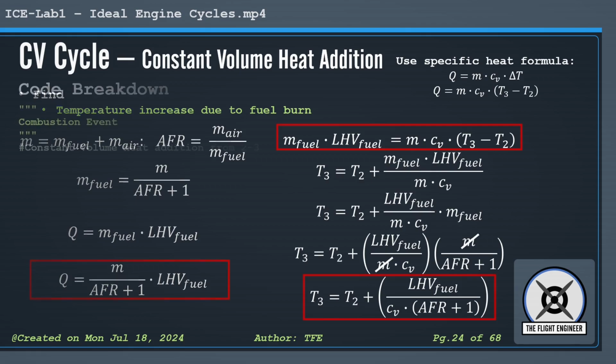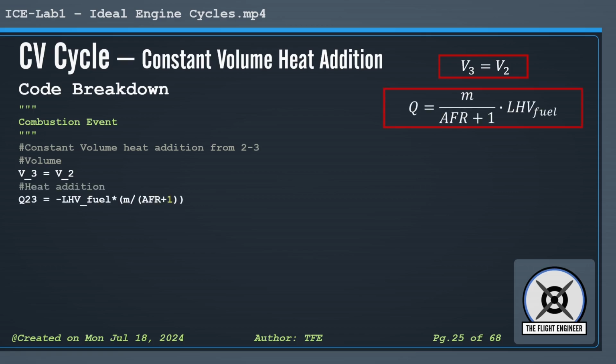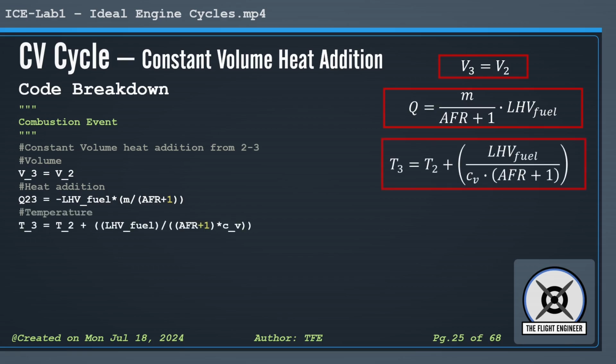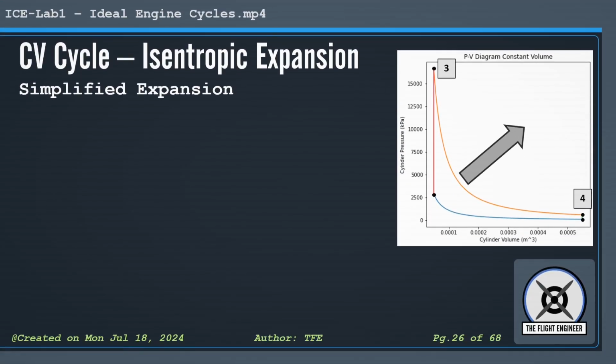Speaking of which, in the code we start by finding the volume at 3, which has remained constant. Next, we calculate the heat added from combustion, noting again that it is negative because it is being added to the system. Temperature at 3 can then be calculated using the equation derived. With the other state variables derived, we can then use a rearranged ideal gas law to calculate the pressure at 3.